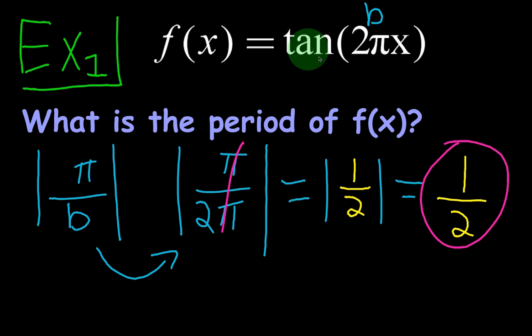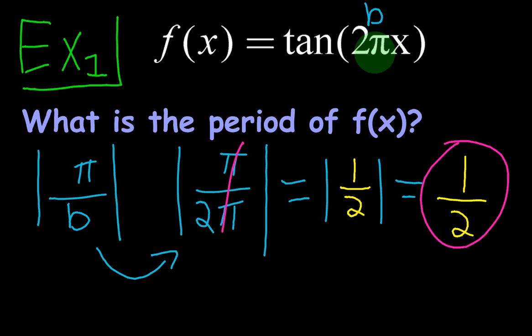What is the period of tangent of 2 pi x? Well, we can quickly see that b is 2 pi, so you still have to figure out b. But the formula now for tangent is absolute value of pi over b, not 2 pi over b. So it's going to be the absolute value. I'm going to plug in 2 pi for b, since that's what my b value is. Pi's are going to cancel. I'm going to get the absolute value of 1/2. So the period is 1/2 for tangent of 2 pi x.